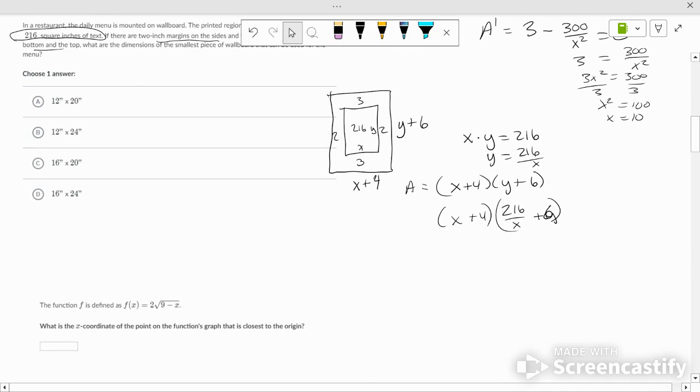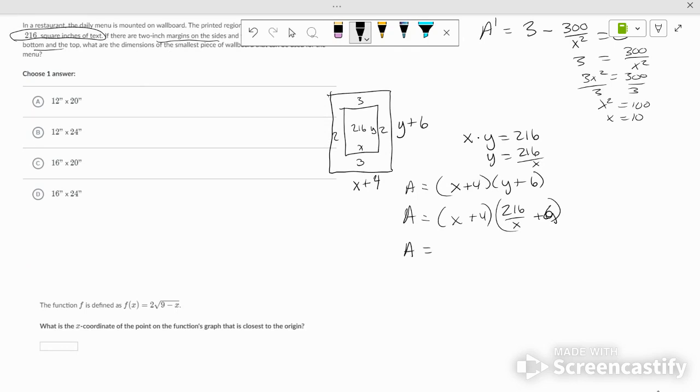What's our next step? Because we just did a problem just like this. FOIL. So X times 216 over X is 216. Outers is 6X. Inners is 864 over X plus 24. So the area equals 240 plus 6X plus 864 over X.